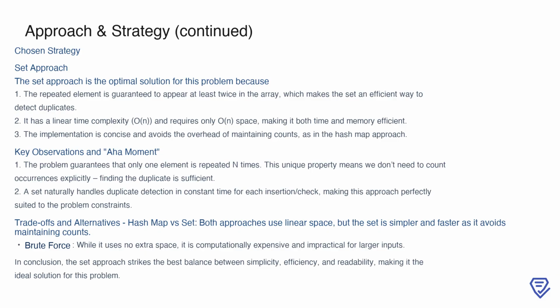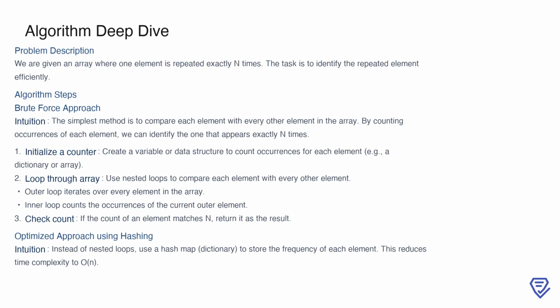In this problem, we are given an array of size 2n, where one specific element is repeated exactly n times. Our goal is to identify this repeated element as efficiently as possible. To start, we can consider a brute force approach. The intuition here is straightforward. By comparing each element with every other element in the array, we can count their occurrences and identify the one that appears exactly n times.